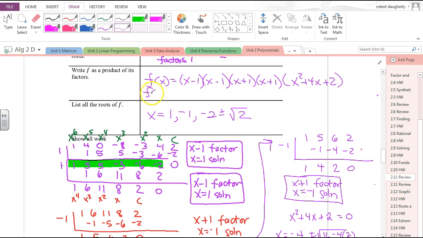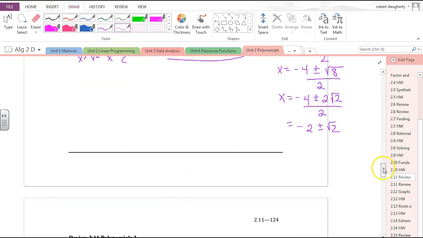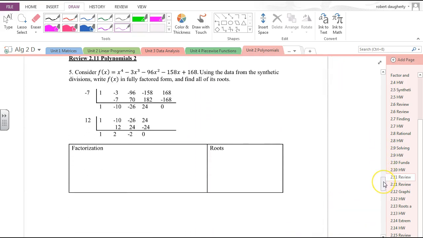You could have written this as f of x equals x minus 1 squared, x plus 1 squared, x squared plus 4x plus 2. Okay? So we have all the roots and we have this guy factored. Let's look at the next one.